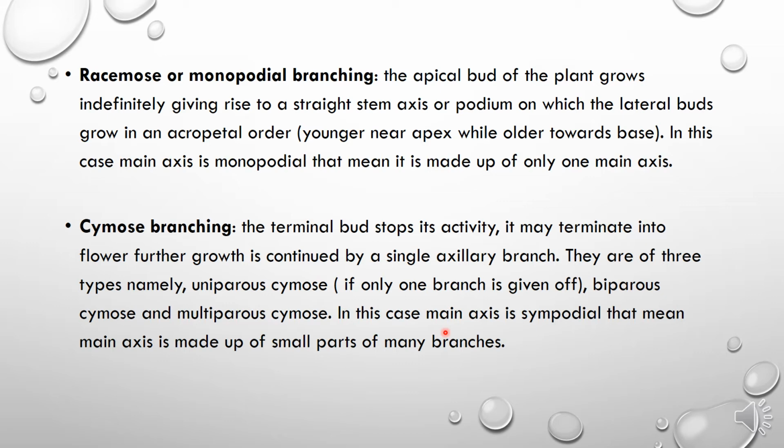In racemose branching, the main axis is monopodial. It means there is only one main axis, and it has a number of lateral branches. But in cymose branching, the main axis is sympodial. That means the main axis is made up of the small parts of many branches. Okay.